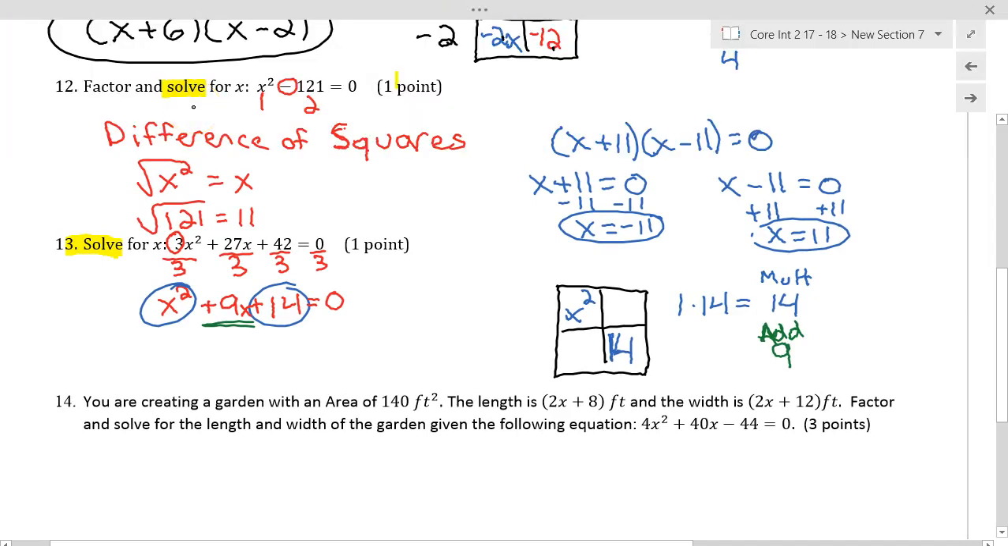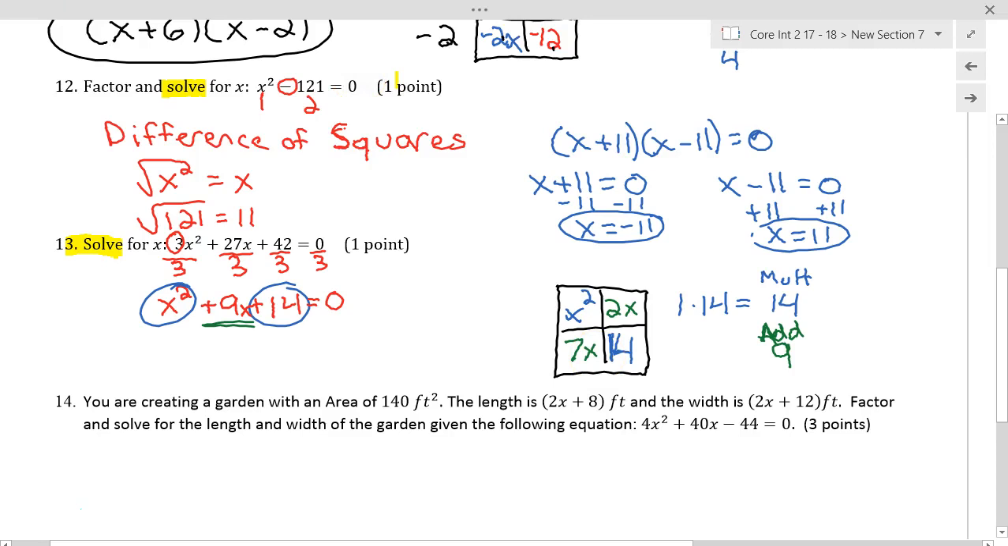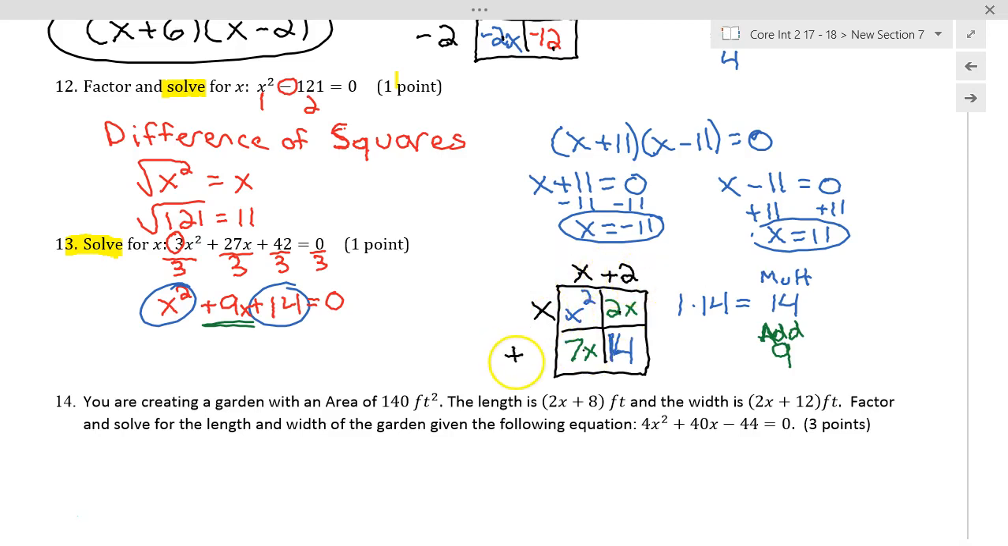So I'm going to put 2x and 7x. Now I'm filling in the outside of my chart. x squared is x times x. x times positive 2. x times positive 7. And 7 times 2 is 14. So I get (x + 2)(x + 7) = 0.